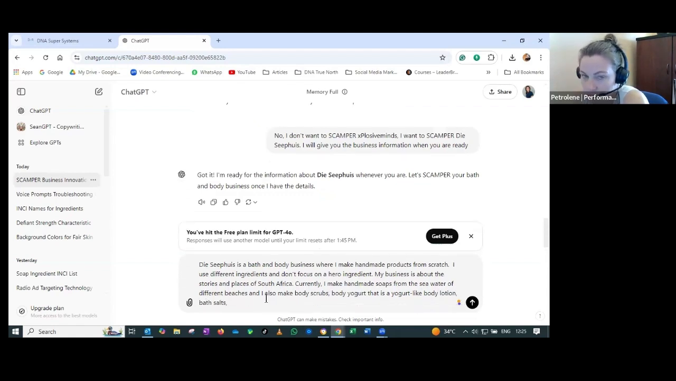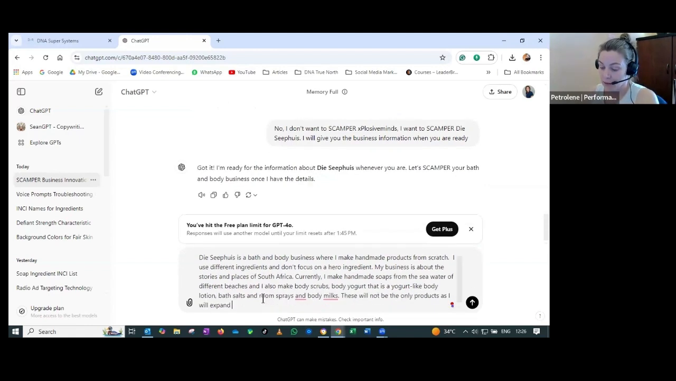Bath salts. I have to think now. Oh, and room sprays and body milks. These are not the main products. These will not be the only products, as I will expand into other bath and body products over a period of time. Okay.